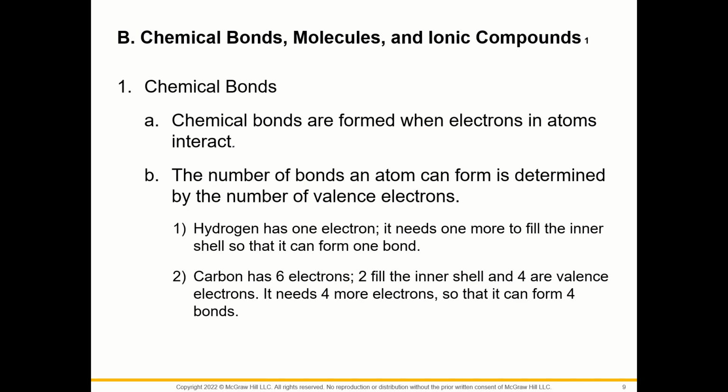Okay, so back to these valence shell electrons. We're going to talk about chemical bonds. Chemical bonds are formed when electrons in atoms interact. The number of bonds an atom can form is determined by the number of valence electrons. Hydrogen has 1 electron, and it needs 1 more to fill the inner shell so that it can form 1 bond. Carbon has 6 electrons, 2 fill the inner shell, and 4 are valence electrons. It needs 4 more electrons so that it can form 4 bonds.